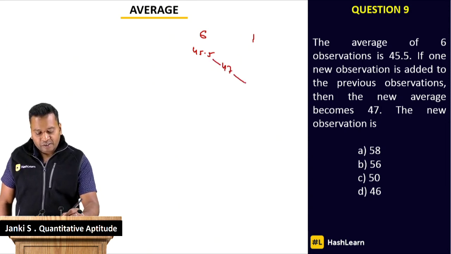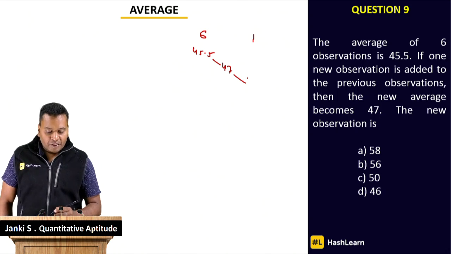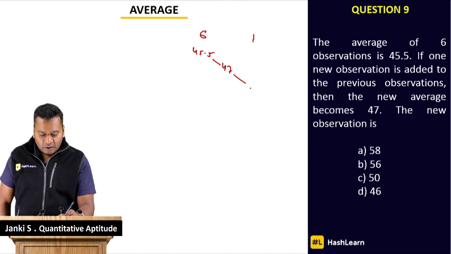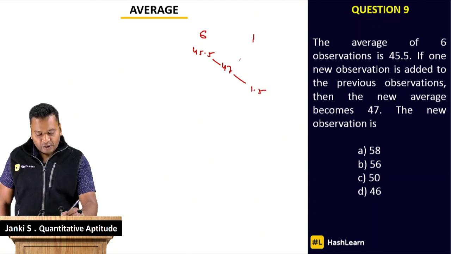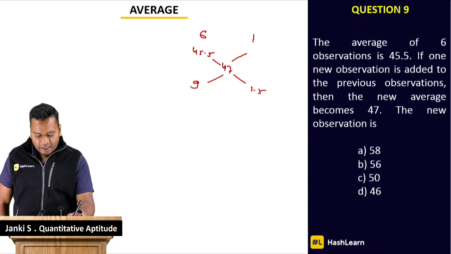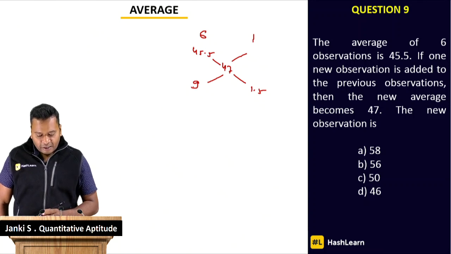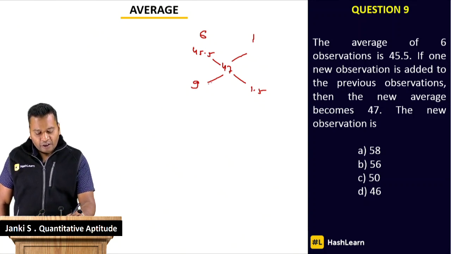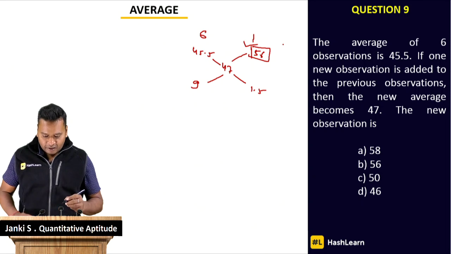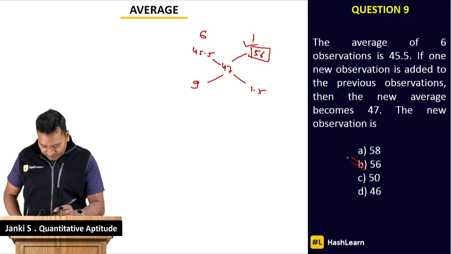So I'll take this difference here. My difference is how much? 45.5 and 47, right? So 1.5 is the value here. That means this side the value is nothing but 6 times 1.5, right? That's nothing but 9 in this case. So if we add 9 to 47, my value is nothing but 56. This value has to be 56 in this case, right? So the value is 56 here.